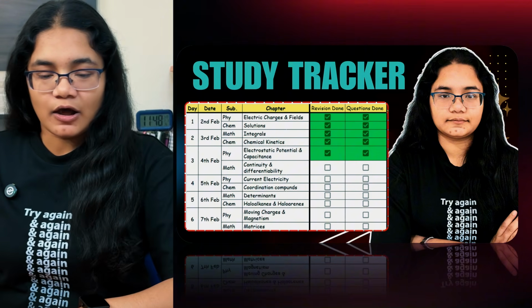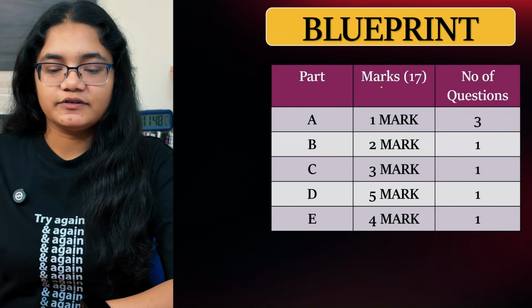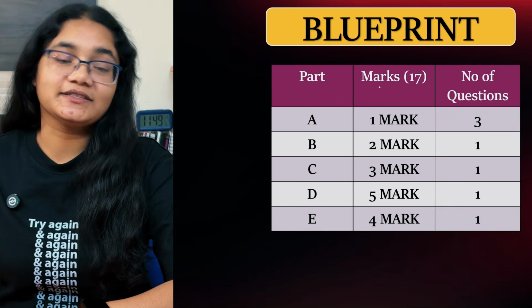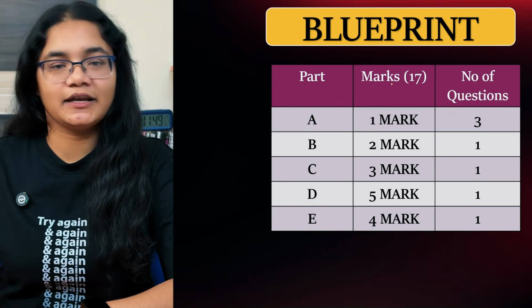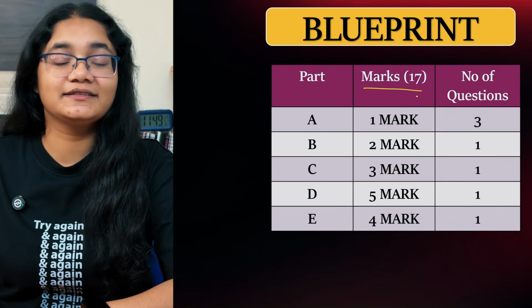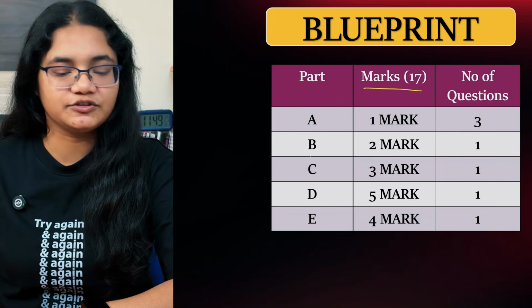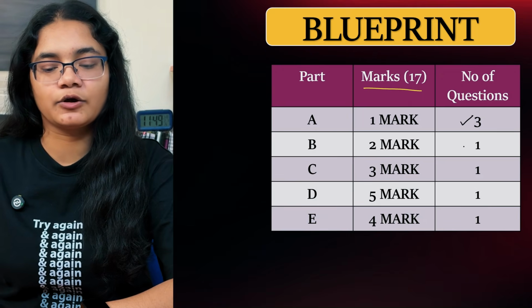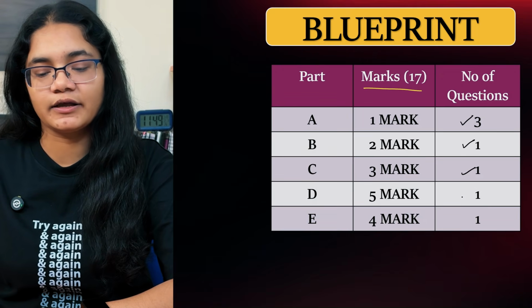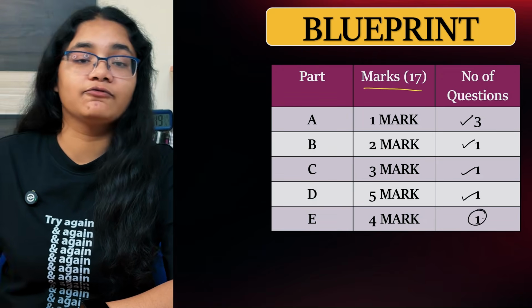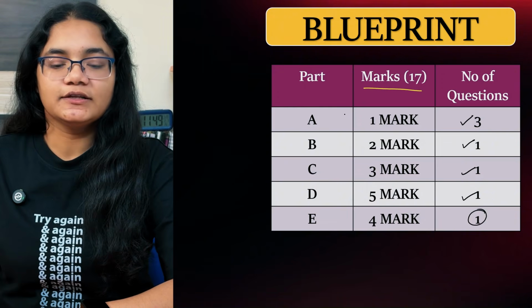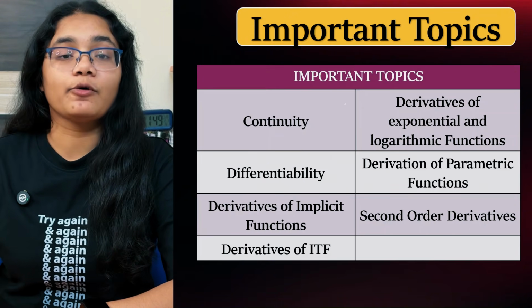Now let's understand the blueprint of this particular chapter. This chapter is the second highest weightage chapter in maths after integrals, that is 17 marks of weightage. So how is the 17 marks distributed? 3 one-marker questions, one 2-marker, one 3-marker, one 5-marker and one 4-marker question. Now let us see the important topics from this chapter.